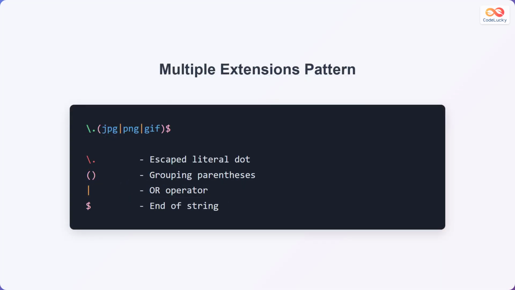To match multiple file extensions, you can use the following pattern: \.(jpg|png|gif)$. Here \. is an escaped literal dot. Open and close parentheses are grouping parentheses. The pipe symbol is an OR operator. $ is the end of the string. This pattern matches .jpg, .png, or .gif at the end of the string.